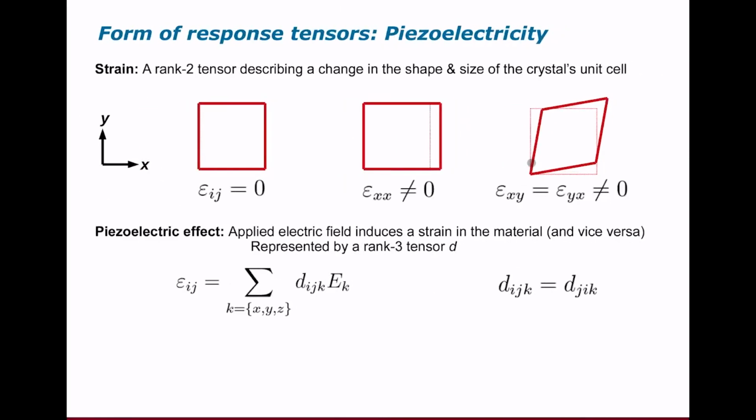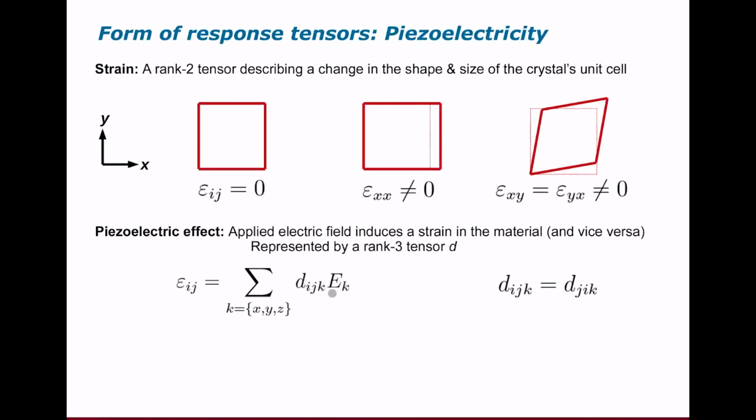Now, the piezoelectric effect, as I said, is when an applied electric field induces a strain in the material, or there's also the inverse effect too. So if you strain a material, if you deform a sample, if the crystal is piezoelectric, you would get a voltage on it. Now, piezoelectricity itself is represented by a rank 3 tensor D. A rank 3 tensor is an object, this D here, that has 3 indices. And the piezoelectric effect is represented by this equation.